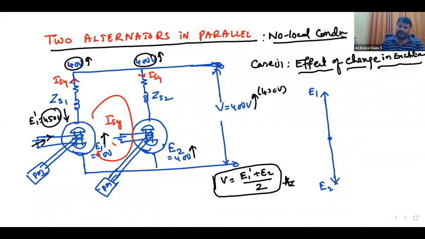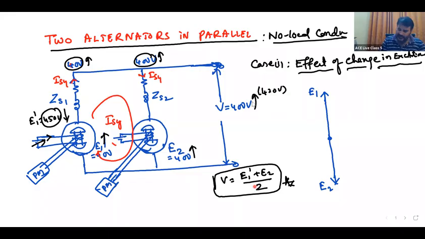Here the important conclusion is, if the excitation of any one machine is increased, the set terminal voltage will increase because it is E1 plus E2 divided by 2. Yes, the set terminal voltage will increase. And vice versa is also correct. If the excitation of any one machine is decreased, the set terminal voltage will also decrease. Increases, increases, decreases, decreases, vice versa.